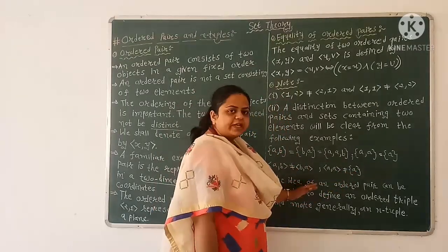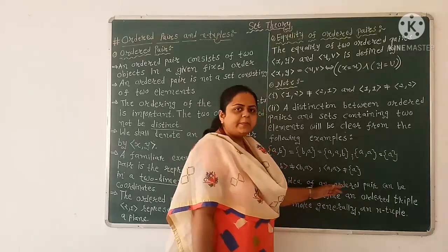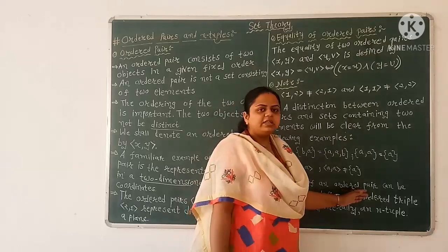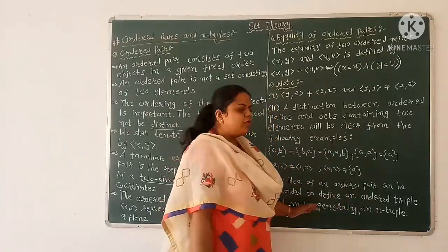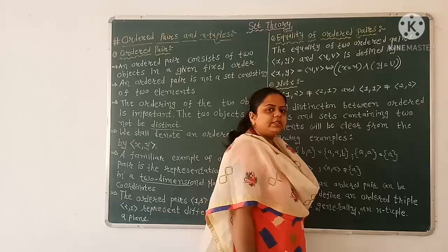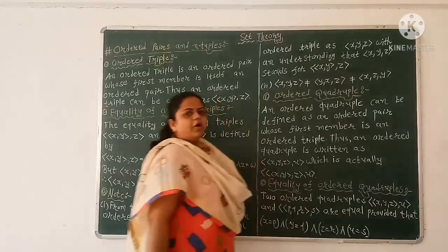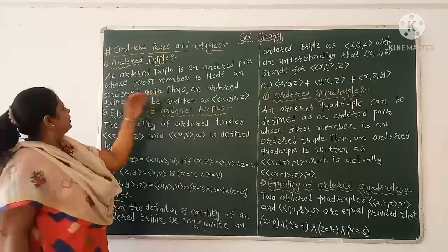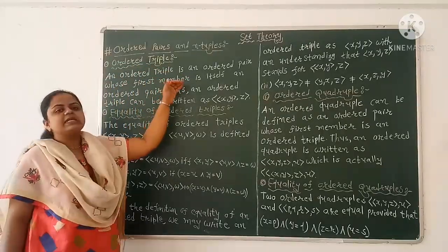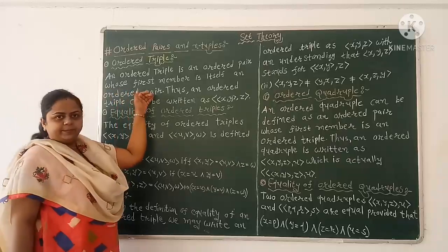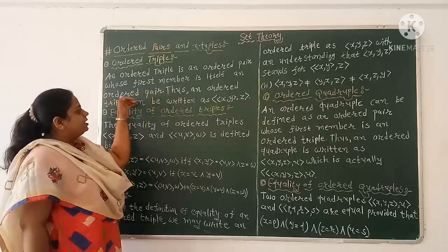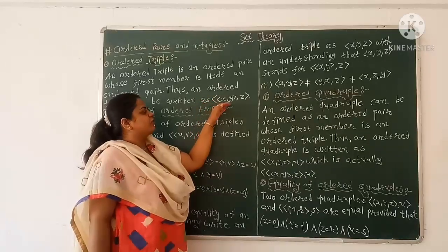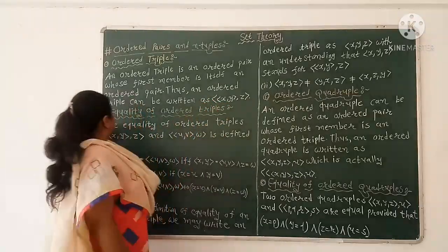The idea of an ordered pair can be extended to define an ordered triple and more generally an n-tuple. Now, ordered triple. An ordered triple is an ordered pair whose first member is itself an ordered pair. Thus, an ordered triple can be written as ((x, y), z).